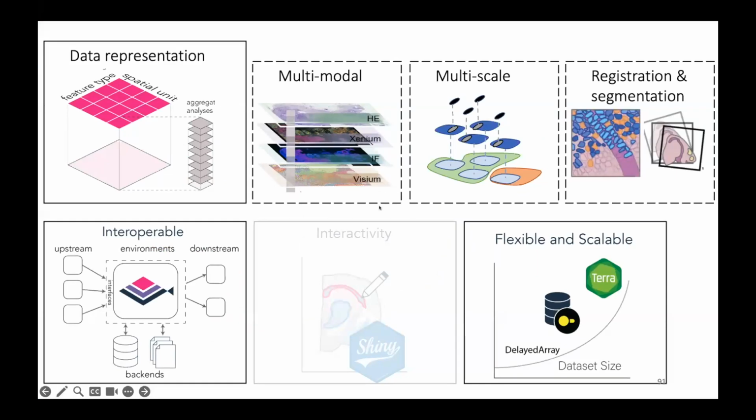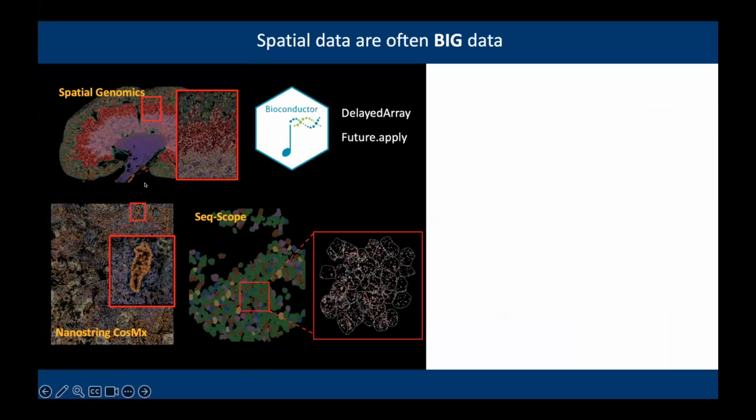it's great to have this kind of framework, but having all this additional information and putting it all together in one big framework also makes it a problem for scalability. And I think that is an issue that comes back more and more all the time. And spatial data are often very big data. So here I'm showing Giotto, what we have done for spatial genomics, for NanoString, for SeqScope. So it all works. And we have implemented some of the functionality from Bioconductor.